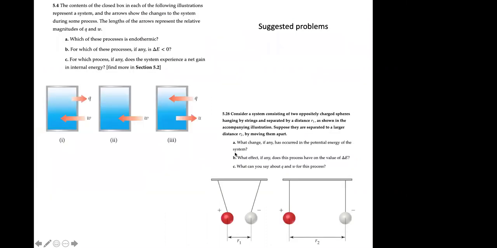So as far as suggested problems from the start of chapter 5, I just have two examples right here. The main thing that I want to draw your attention to, and these are 5.4 and 5.28, is they're not about doing a lot of math within this section. They're more conceptual. We are going to do quite a bit with numbers in chapter 5. But right at the start, we're just trying to get a sense of what the ideas are.